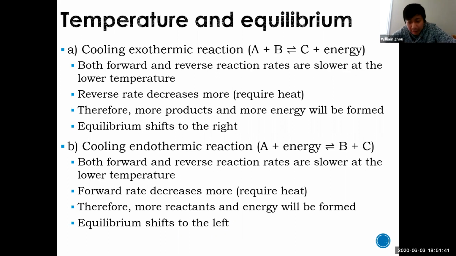If you cool an endothermic reaction, again, both forward and reverse will slow down, but the forward will slow down more because it requires more heat, being endothermic. Therefore, you will make more reactants because you suck at making products now because you're endothermic. So equilibrium shifts to the left. That's the effect on equilibrium with changing temperature. Now you can heat this up and the opposite would occur for both situations.